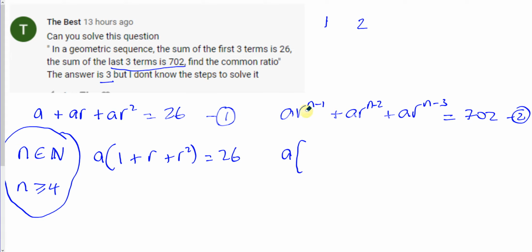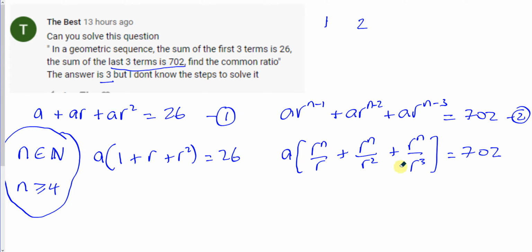Now when you have the power subtracted, it means there was a division. So the origin of this was r to the power of n divided by r. And the origin of this was r to the power of n divided by r squared. And the origin of this was r to the power of n divided by r cubed. Those will give me the same as those. I've just taken a out as common before, and that's equal to 702.